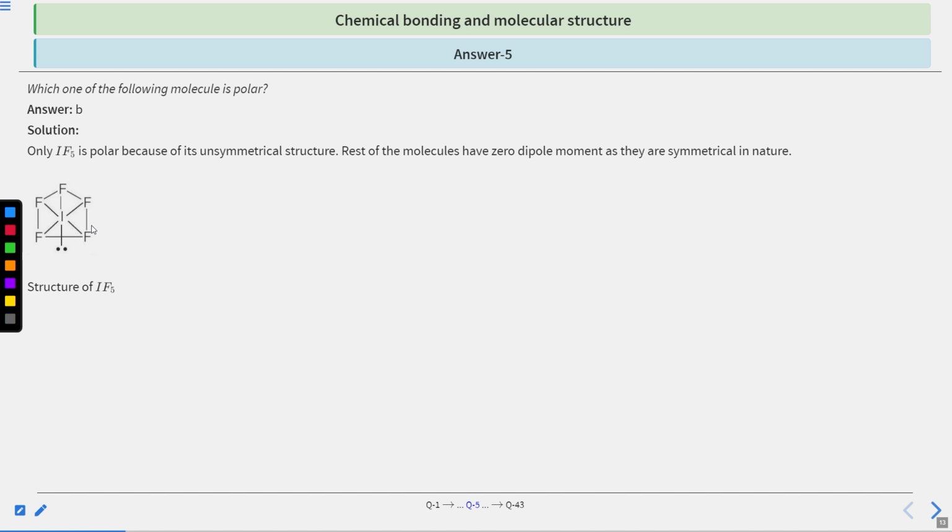Okay, so let's see. The correct answer is option number B. Only IF5 is polar because of its unsymmetrical structure. The rest of the molecules have zero dipole moment as they are symmetrical in nature. So this is the structure of IF5 and it is a polar molecule. Hence option B is the correct answer.